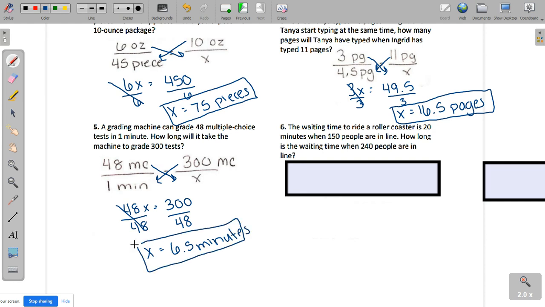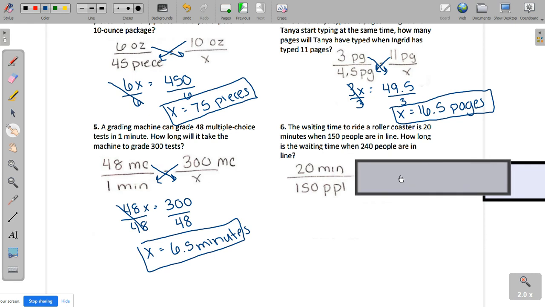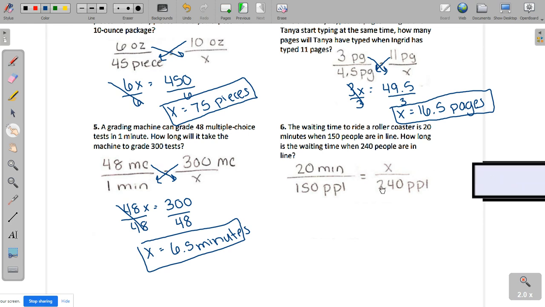Okay, the last question. Let's check our setup. Should have 20 minutes over 150 people. And that would be equal to x over 240 people. Cross multiply. Get 150x equaling 4,800. Divide both sides by 150. Cancels, and we are left with x equaling 32 minutes.